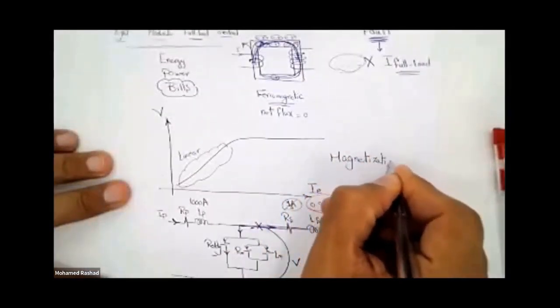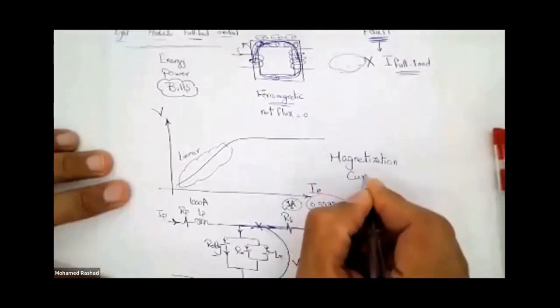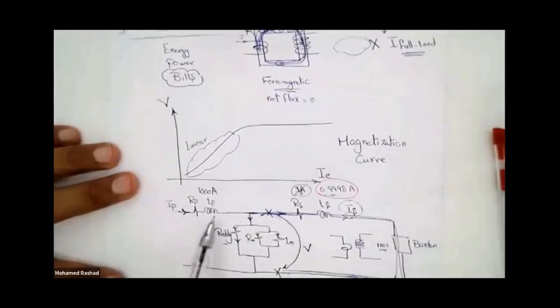What does this mean, engineer? It means we found that there is something called the magnetization curve. In the current transformer, whenever a current passes through the primary, a larger current is encountered in the secondary.